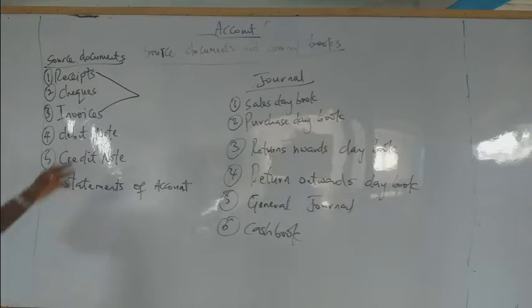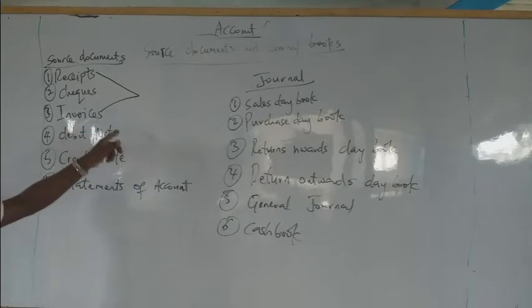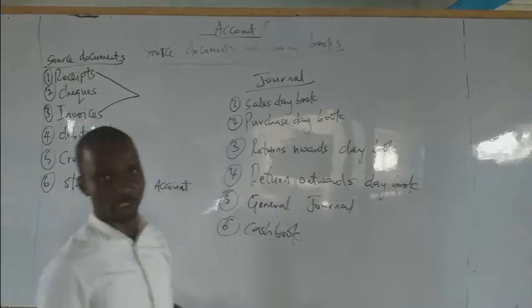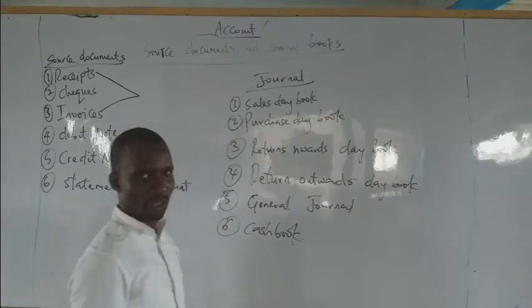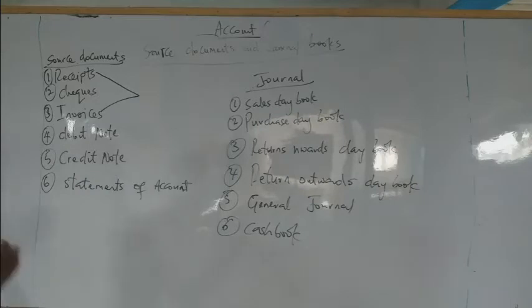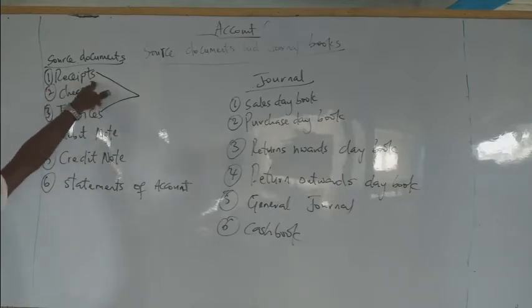What do I mean? The customer may be owing you money, that means he hasn't paid, but you issue what is called an invoice. Why are you issuing the invoice? To show the details of those goods: how much the person bought, the quantity, the price, the total amount, the damaged goods, and all that information are found in the invoice. Some of that information is also in a receipt.